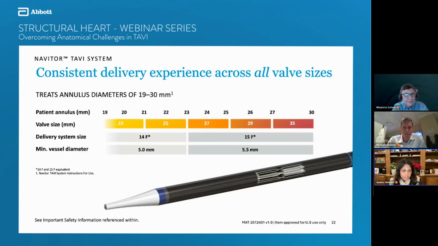Looking at the valve sizes here, you see that there's quite a range of treatment sizes. In addition, the minimum vessel diameter needed for this valve is less than any valve on the market. So, going back to what Mike was talking about, for treating patients who have challenging anatomy, who have small vessels, particularly our female patients, or patients who have heavily calcified vessels, this is a nice platform because of the hydrophilic inline sheath, and also because the minimum vessel diameter needed is smaller than the competitors.